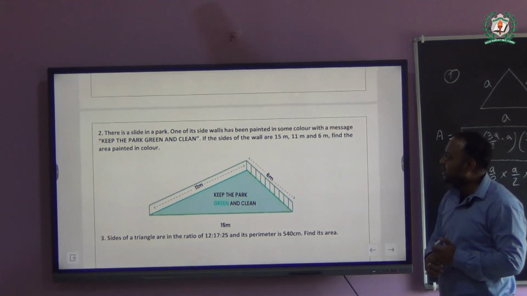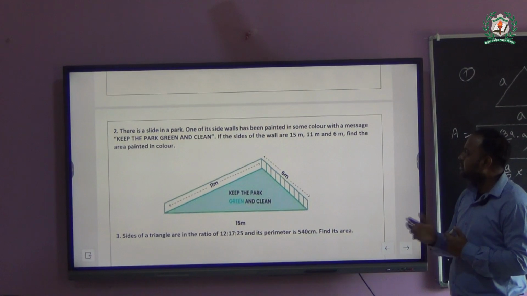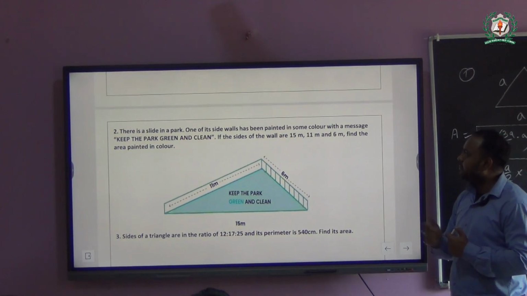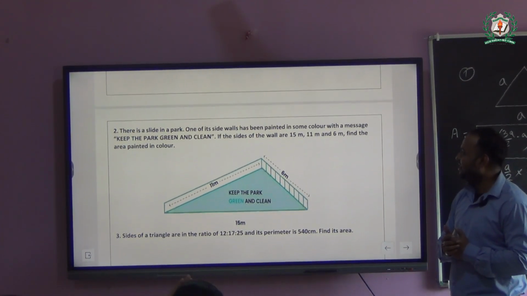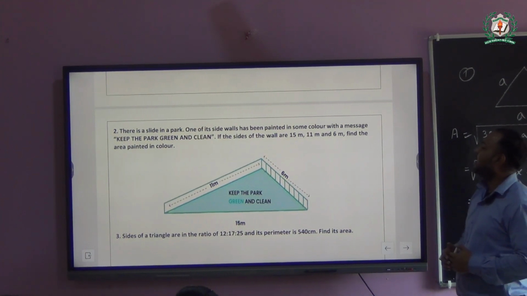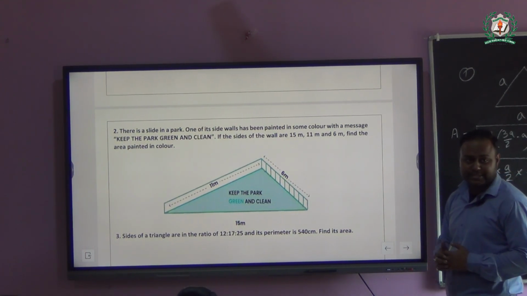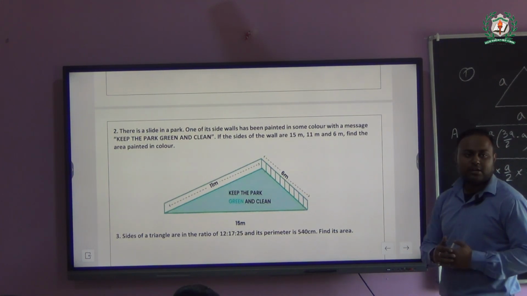Okay, so the question is: there is a slide in a park. One of its side walls has been painted in the same color with the message, "Keep the park green and clean." Very good message. If the sides of the wall are 15 meter, 11 meter and 6 meter, then we have to find out the area painted in a color.